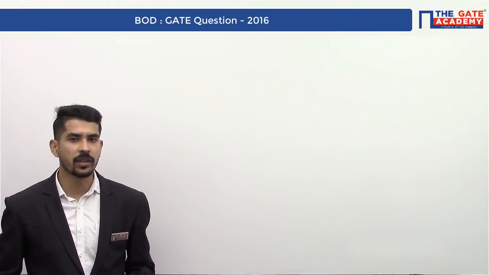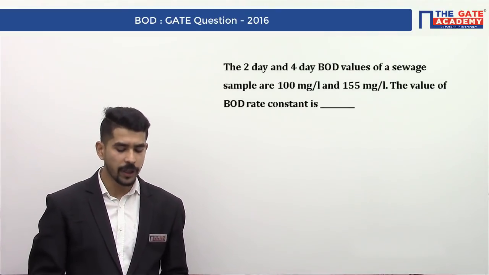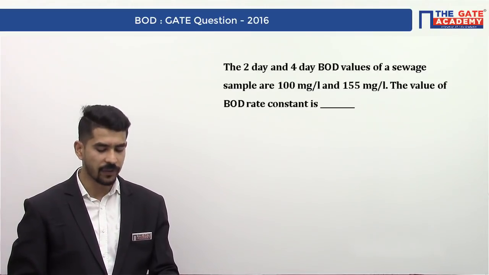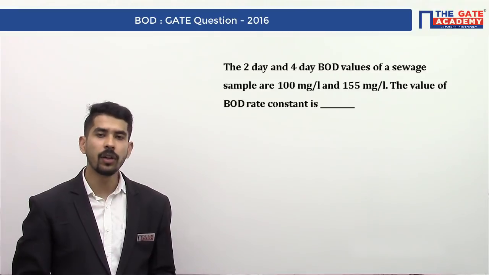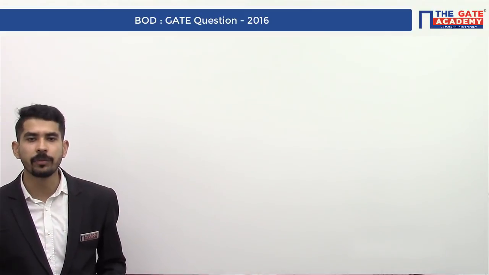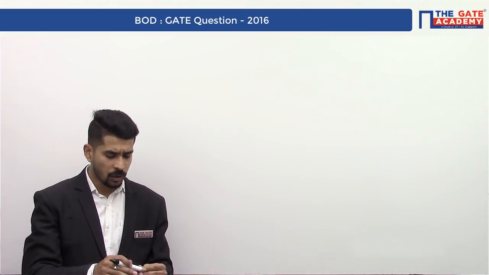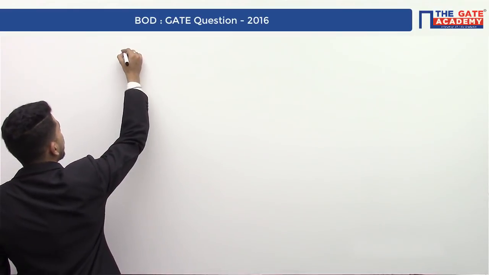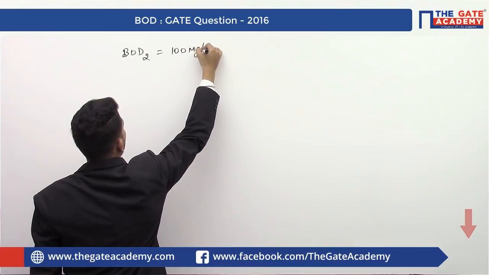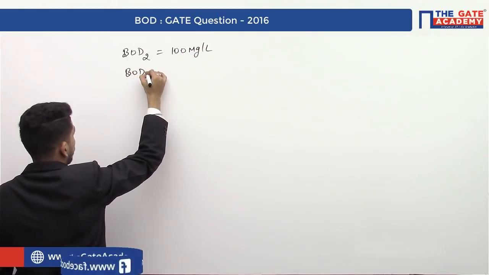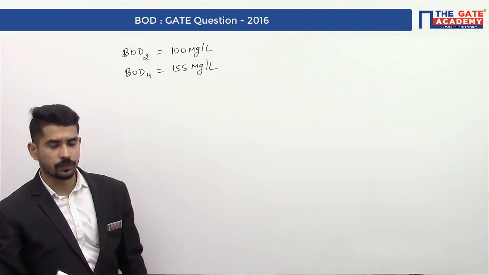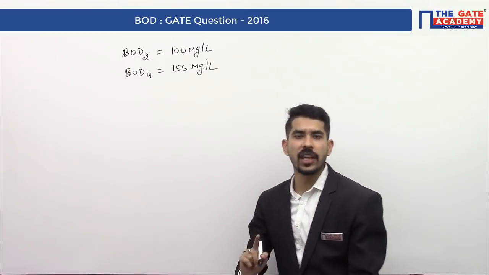So the question says the 2-day and 4-day BOD values of a sewage sample are 100 milligrams per liter and 155 milligrams per liter. The value of BOD rate constant is dash. So he is asking us to calculate the value of BOD rate constant. BOD2 is given as 100 milligrams per liter and BOD4 is 155 milligrams per liter. This BOD is for the same wastewater, right?